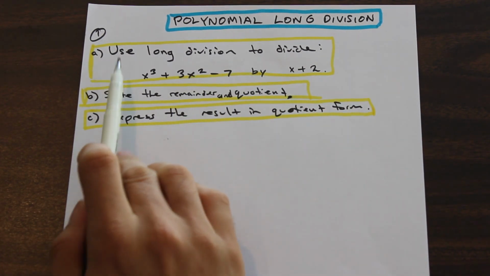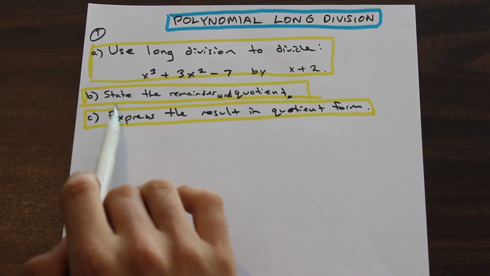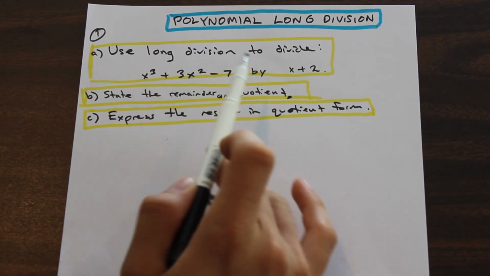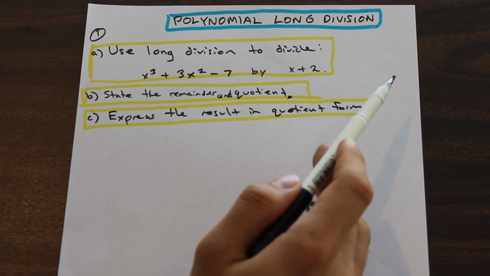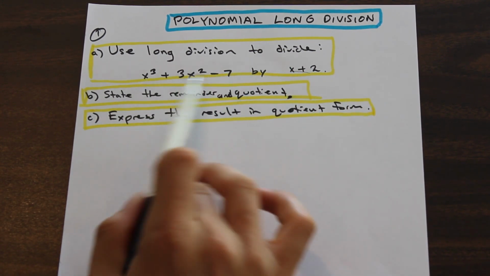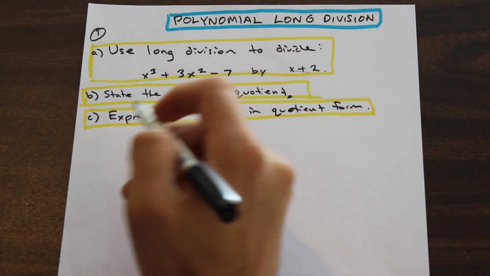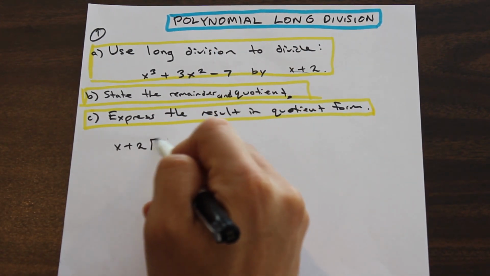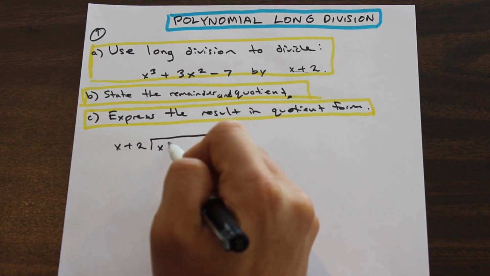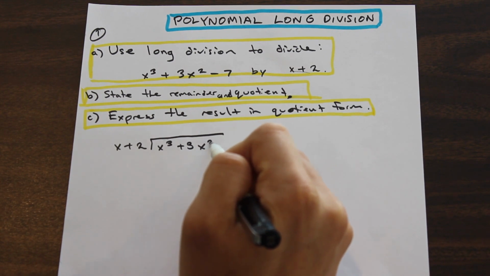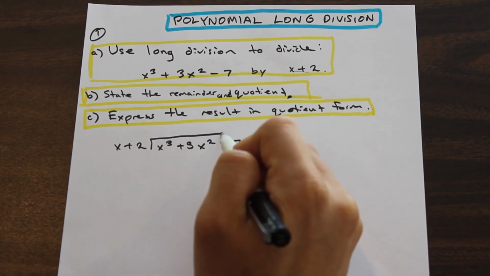So let's look at question A. There are 3 parts. These 2 we'll do after we're done. So I'll just read the first part. Use long division to divide x cubed plus 3x squared minus 7 by x plus 2. So that means that x plus 2 is the denominator and this is the numerator. So we're going to rewrite that as x plus 2 divided into x cubed plus 3x squared minus 7.